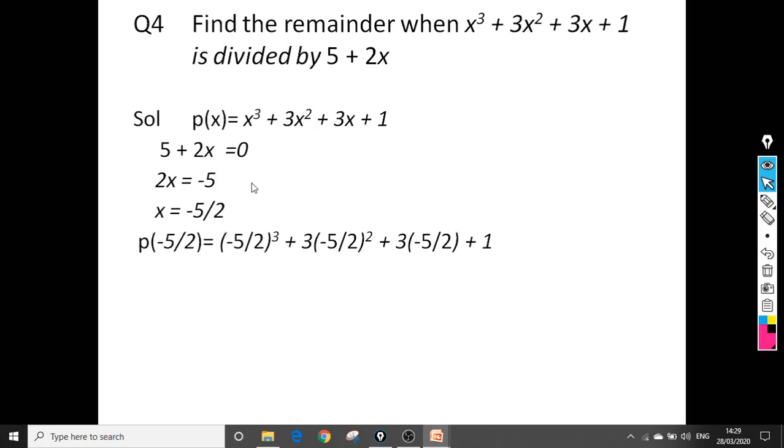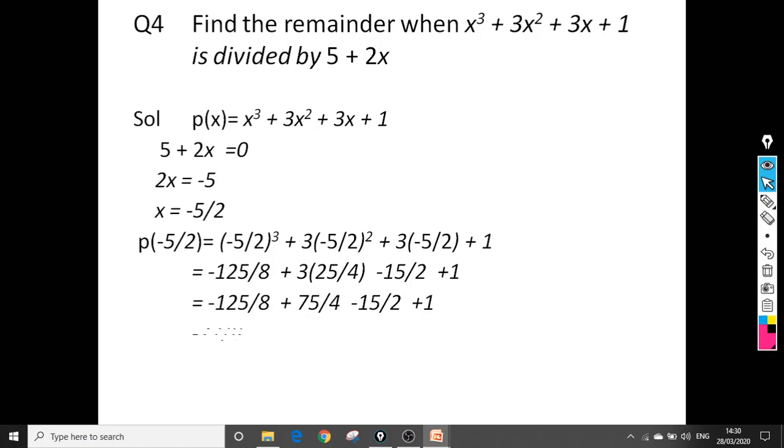Next process, substituting the values and simplifying the calculation. Minus 5 by 2 cube gives us minus 125 by 8, minus 5 by 2 square is 25 by 4, minus 15 upon 2 plus 1. This term would be solved by taking LCM, and finally you get the answer minus 27 upon 8, which is the required remainder.